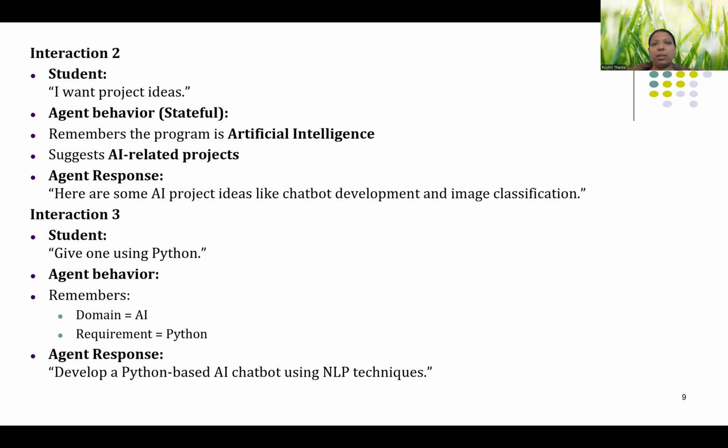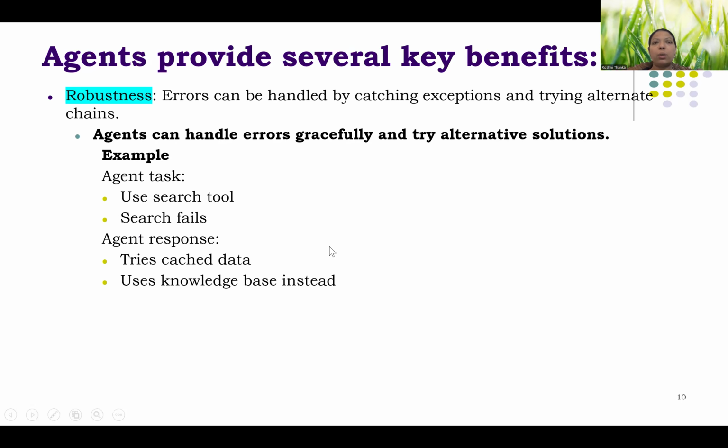The third benefit of an agent is robustness. It can handle any kind of exceptions, and it can give an alternative solution for that as well. For example, if suddenly any error comes, the agent knows how to handle it. Even though a particular tool is not working, it can give another solution to do that. So that is the next benefit.